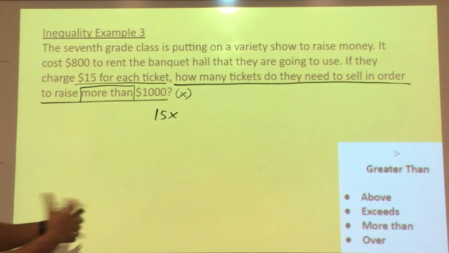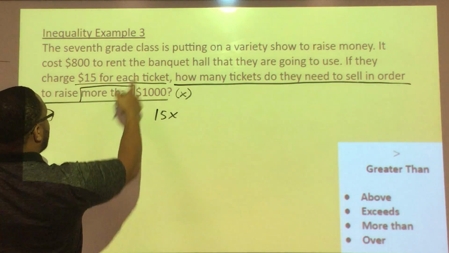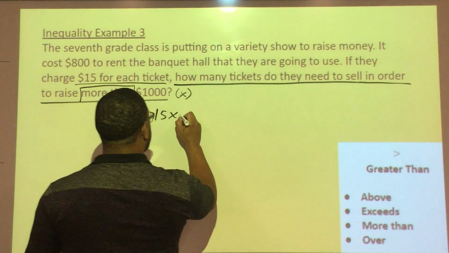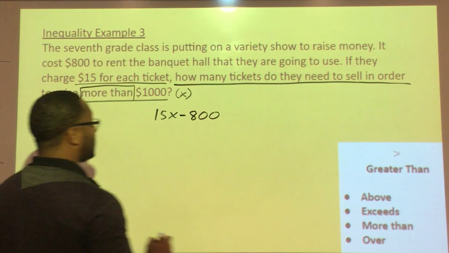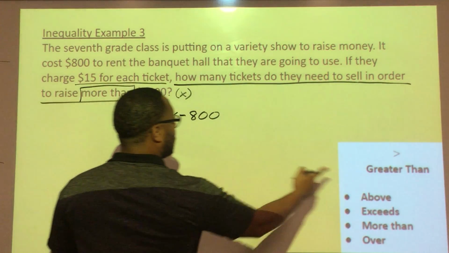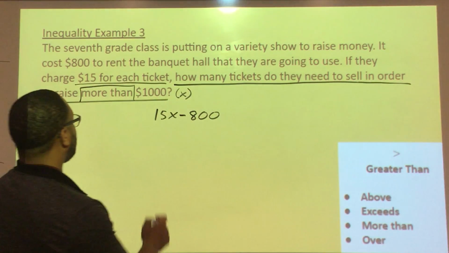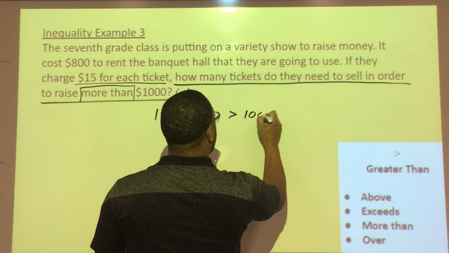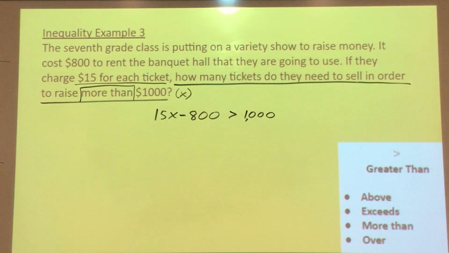Now, this is one where you've got to pay attention to the words. They're going to make money from selling tickets, but they also have to spend some money because it says it costs $800 to rent the banquet hall. So that $800 is money that's going to be taken out because it's money that they have to spend. And it says that the goal is for them to make more than 1,000, so more than $1,000. That's how we write this one, and now we're going to solve it.